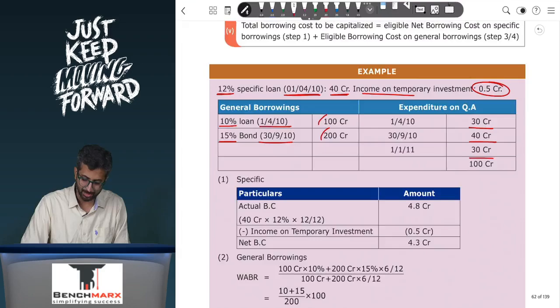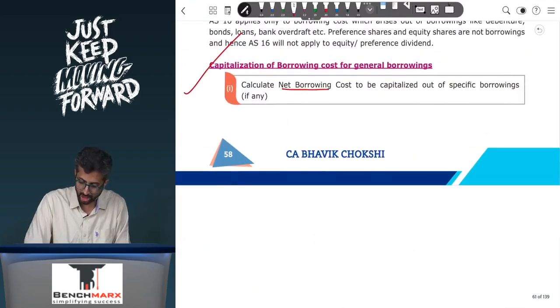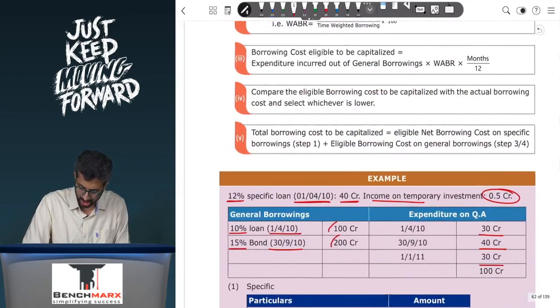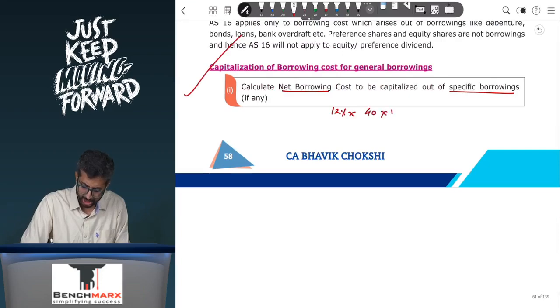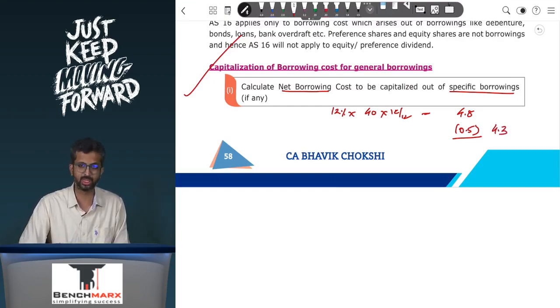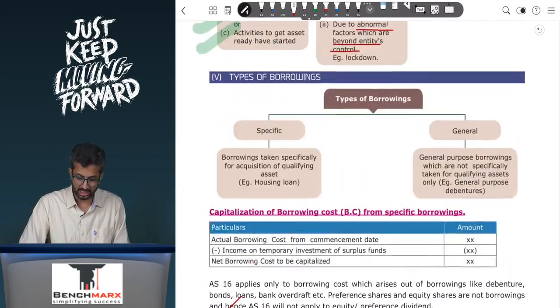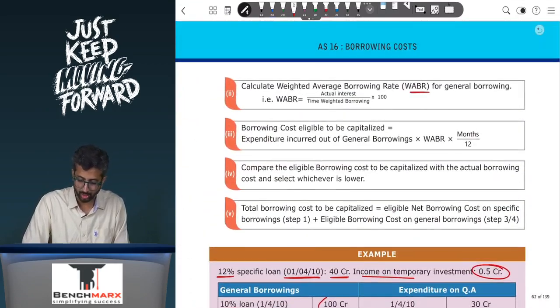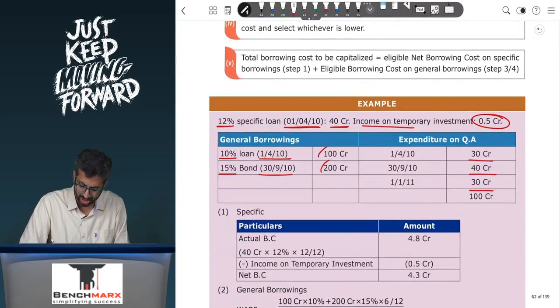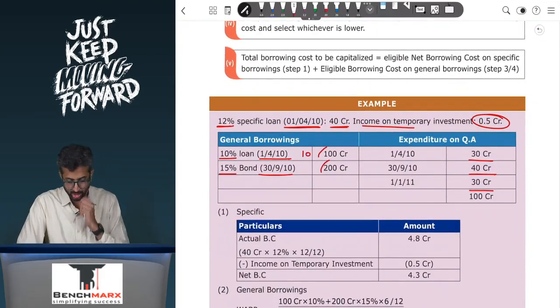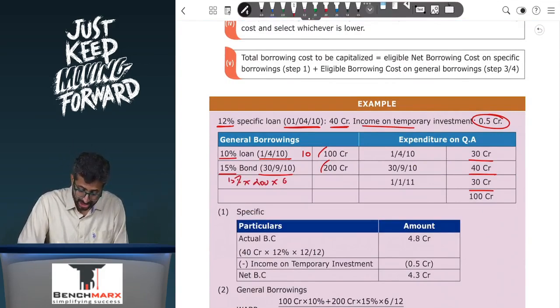So what will we do? In step number 1, we will calculate net borrowing cost arising out of specific borrowings. There's a 12% loan for 40 crores, and if it is taken on the first day, 40 into 12 by 12 comes to 4.8. However, there is some income on temporary investment of surplus funds of 0.5, and hence 4.3 is the net borrowing cost from the specific borrowings that you should be capitalizing. Second, you calculate the capitalization rate, the weighted average borrowing rate for the general borrowing, where you will take the actual interest. The actual interest on a 10% loan for the entire year will be 10 crores, and for the 15% loan, this is 15% into 200, but this is for only 6 months, so 6 by 12.